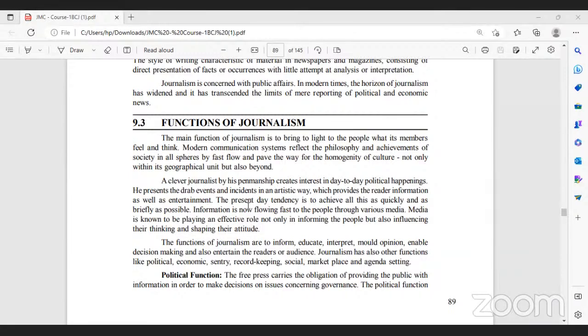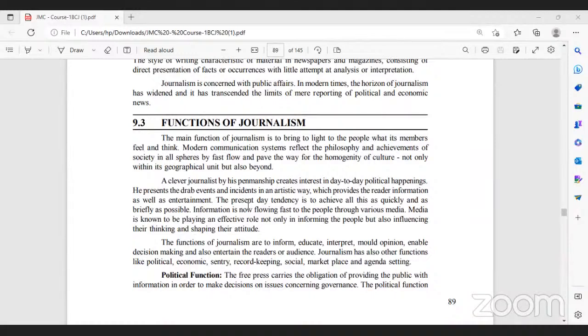So when we have talked so much about journalism, there are certain functions that journalism has in society. The main function of journalism is to bring light to the people. It is also called a watchdog, a torchbearer of the society, and the fourth estate. Ultimately, the objective of journalism is to bring to light and inform people about what is going on around them. However, we see that it is a pen that can matter in political happenings.